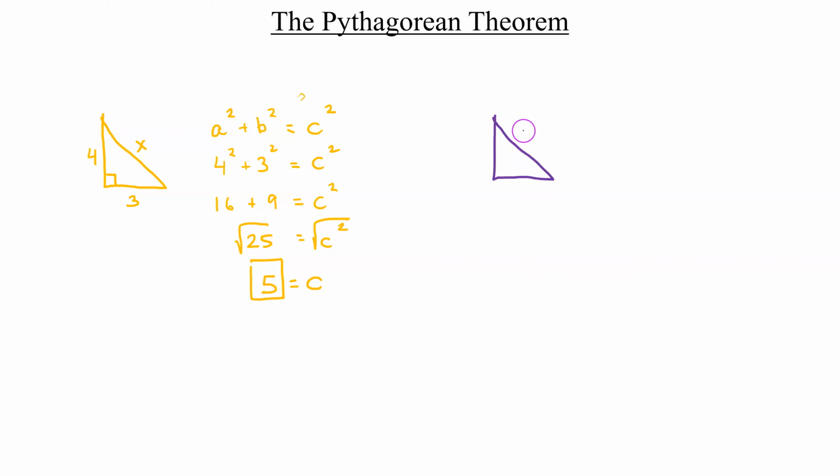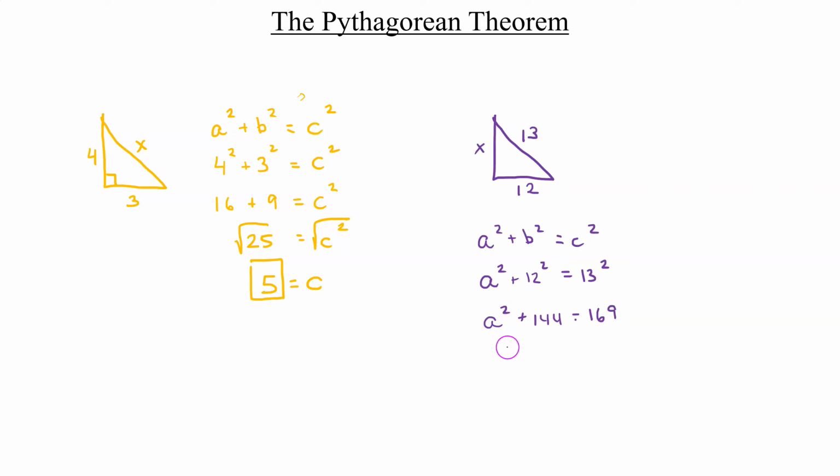This time we're going to be told the hypotenuse is 13, and then one of the sides is 12, and we don't know the third side. So it's the same formula, a squared plus b squared equals c squared, but now we don't know one of these two legs. Which one you decide to write as your unknown doesn't matter. 12 squared is 144. 13 squared is 169.